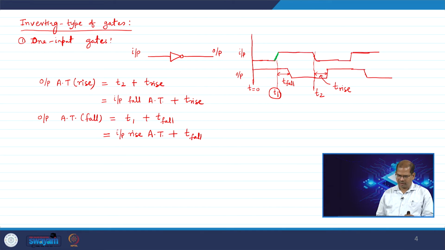So, these are the output arrival time. If I know input arrival time and T rise and T fall, I can find the output arrival time at the output. So, this is for one input gate. Let us say I have multiple input gate.